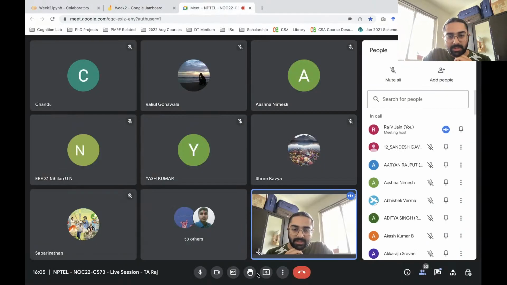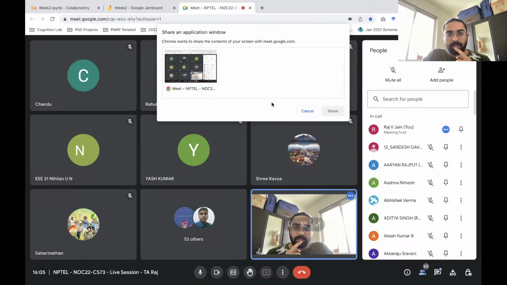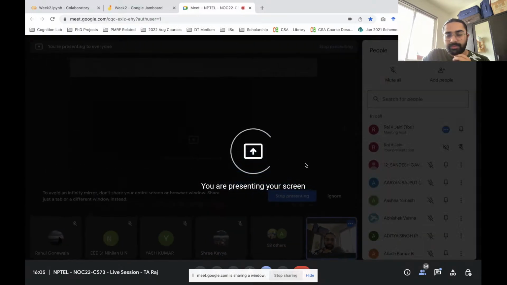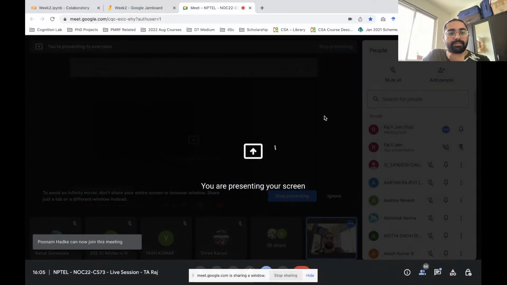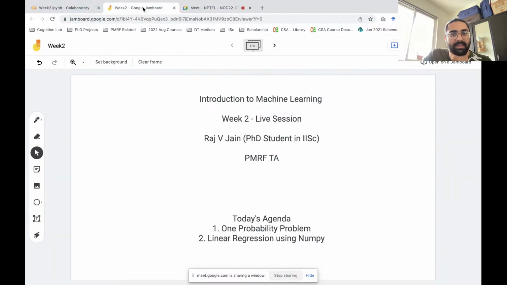Let me just share my screen. Window. Yeah. Can you see my screen? The week two. This one. Yes, we can see it. Great. Good. All right.